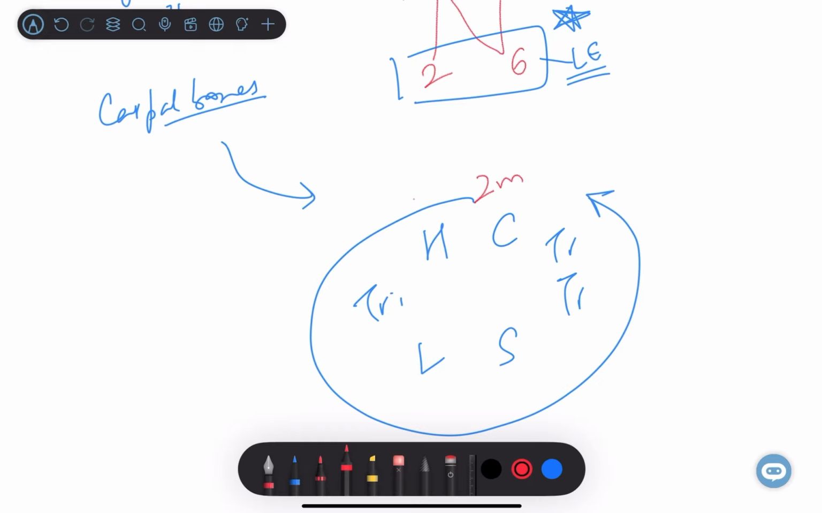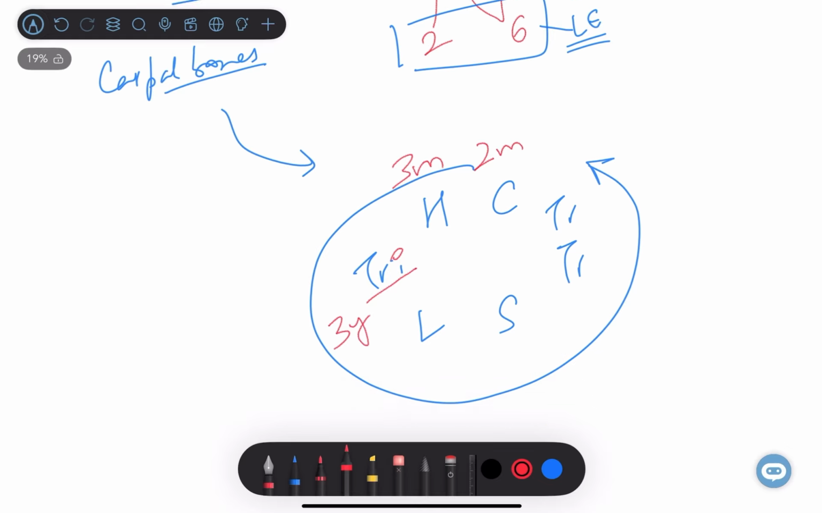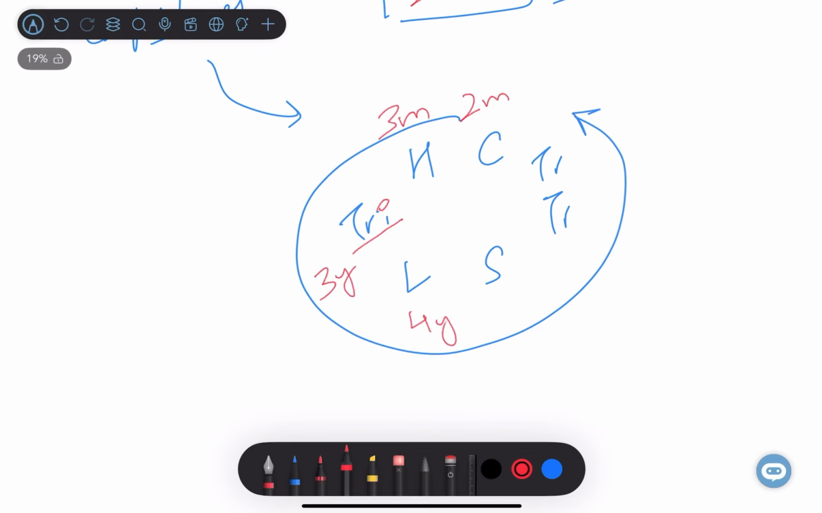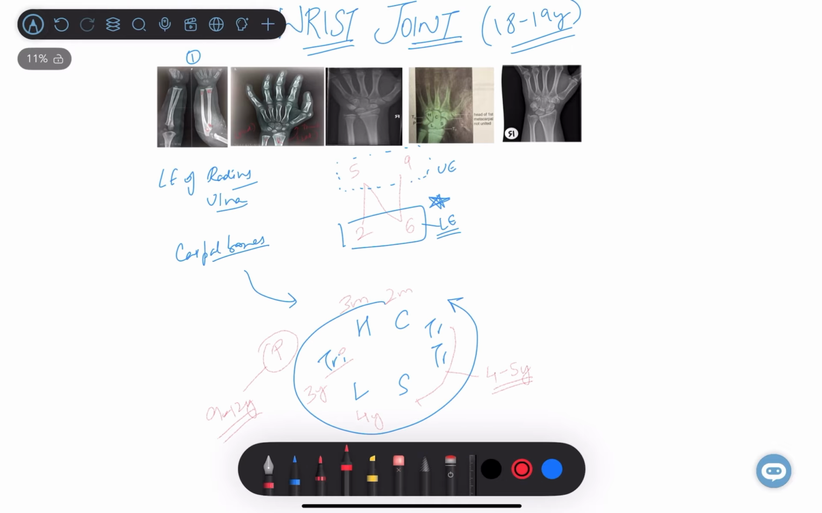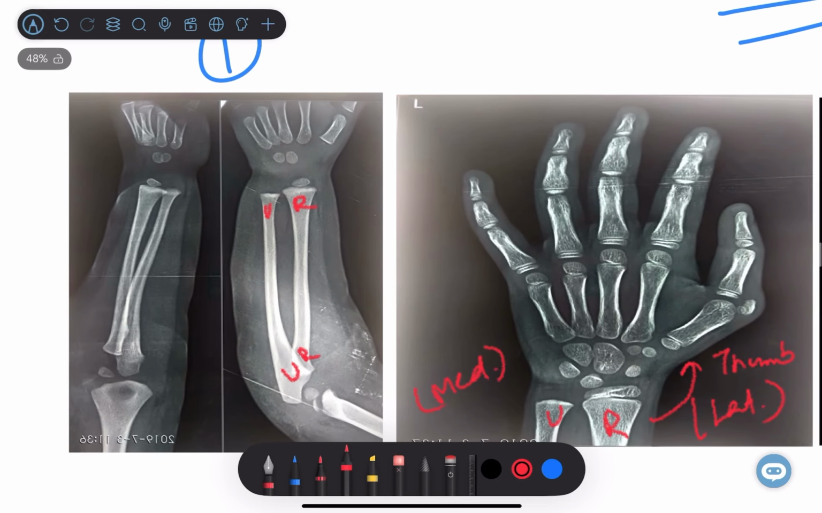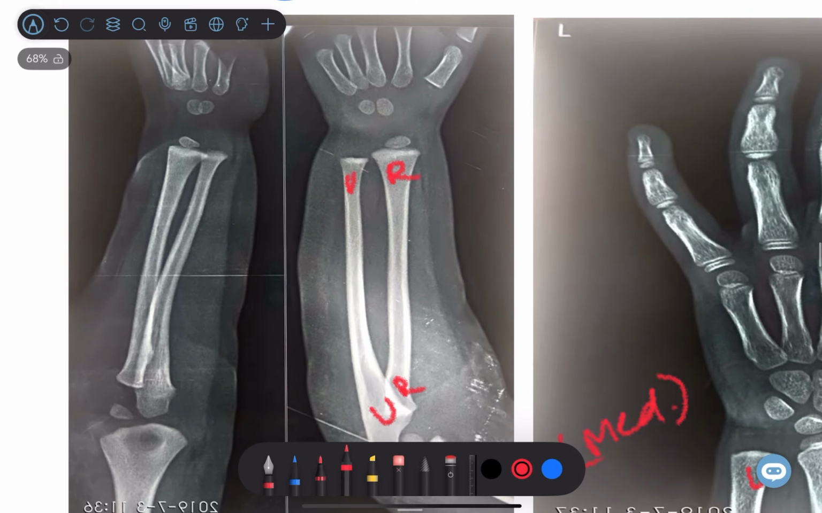Ossification center of capitate will appear at 2 months. Ossification center of hamate will appear at 3 months. Triquetral, with tri you can remember 3 years. Lunate at 4 years, and all these 3 months. Scaphoid, trapezium, and trapezoid will appear by 4 to 5 years. Finally, the last carpal bone, the pisiform, will appear at 9 to 12 years. So with this knowledge, we can now try to estimate the ages of given X-rays.